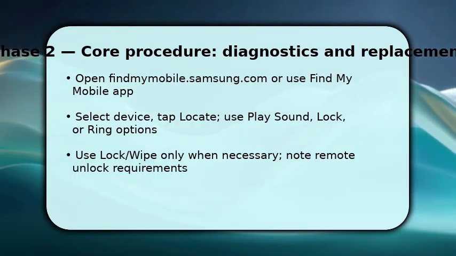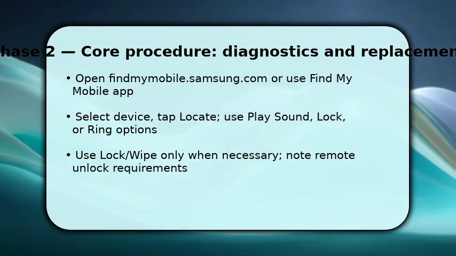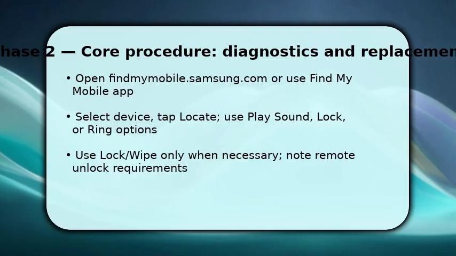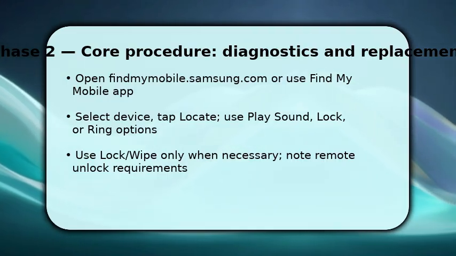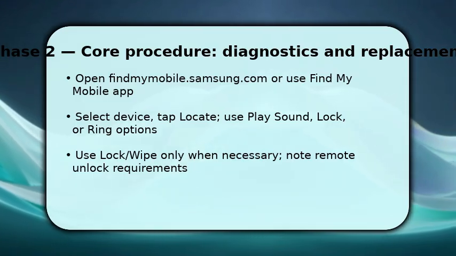If it's nearby, use Play Sound or Ring. If stolen, use Lock to prevent access, and consider Wipe only as a last resort because it removes remote control. Make sure you understand remote unlock prerequisites if you plan to regain access later.